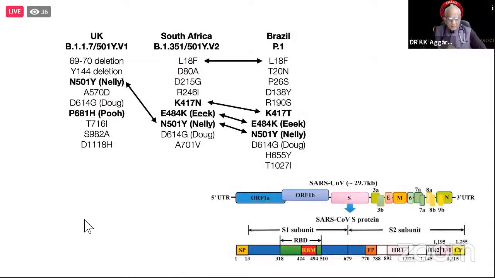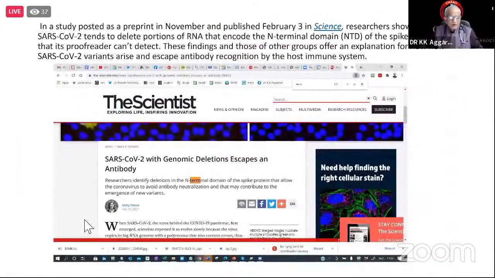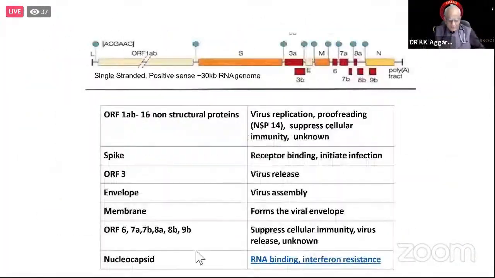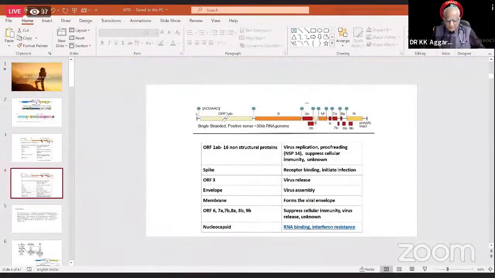Now, I'll come back to one slide. No, just hold on. I'll bring one slide to make you understand. Just give me a second. In the meantime, that slide is important.